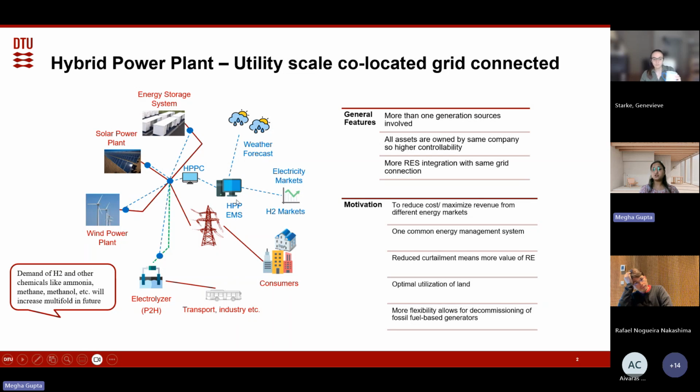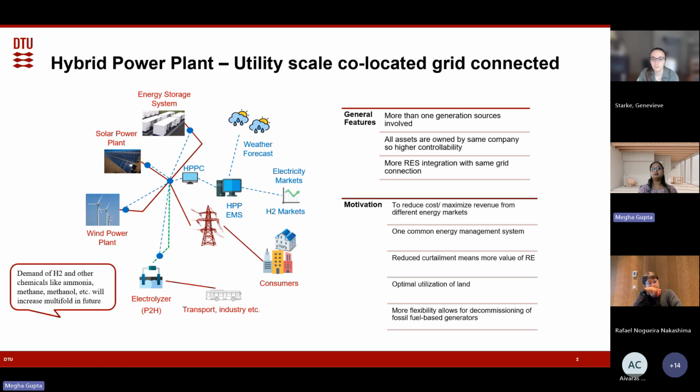What it is doing is taking the weather forecasts and weather data into consideration for solar and wind power, and also considering the electricity markets or the hydrogen markets where these commodities are being sold to earn the revenues. And this is how this hybrid power plant is being designed and considered.